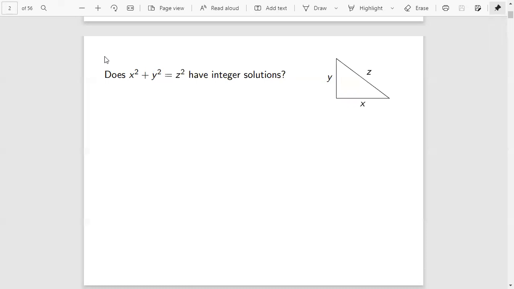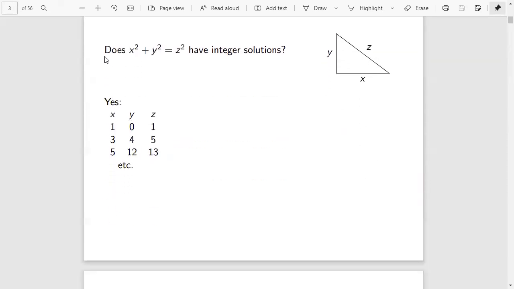Are there any more solutions in integers? 5, 12, and 13. Okay, so there's lots of them, and there's some famous formula that gives them all. 1, 0, and 1 is actually the simplest one in a sense, if one just looked at this and didn't know anything clever.